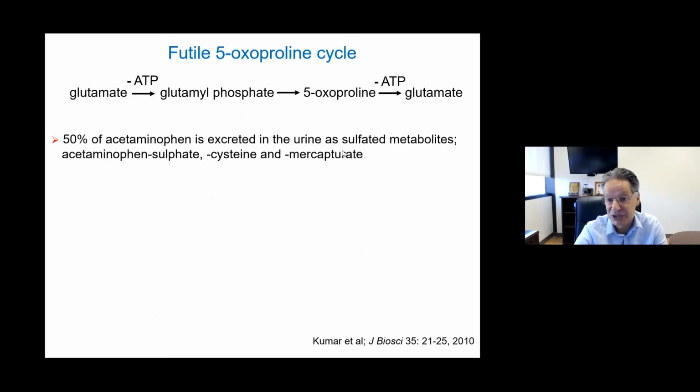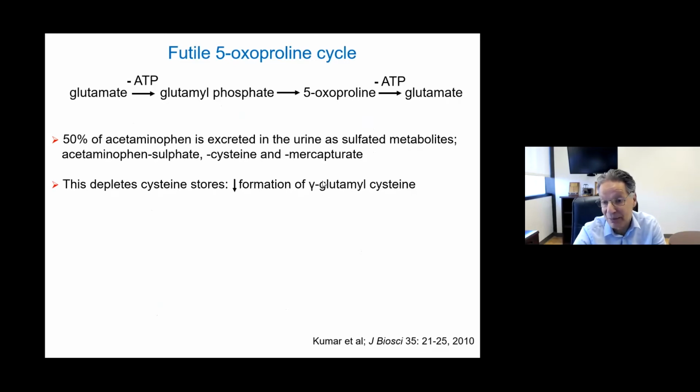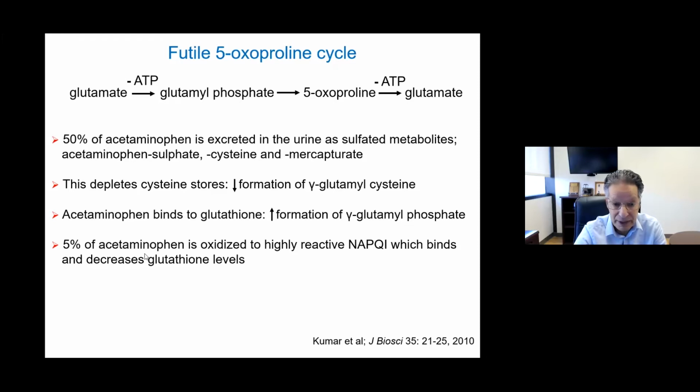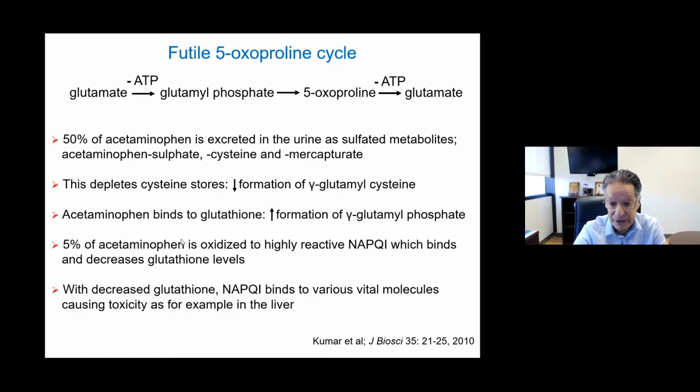50% of the acetaminophen is excreted in the urine as acetaminophen sulfate, acetaminophen cysteine, acetaminophen mercapturate. These are all sulfated metabolites. And cysteine stores get depleted, and you end up not being able to make gamma-glutamylcysteine to add to the backbone of glutathione. It also binds glutathione per se, and that stimulates the creation of that first part, that vicious cycle. And then 5% is oxidized to NAPQI, which binds to glutathione and inhibits the first part of the cycle. The importance of NAPQI is people now feel that it's responsible for the liver disease that some of these patients get. It's a very toxic molecule. And again, acetaminophen is oxidized to this compound.